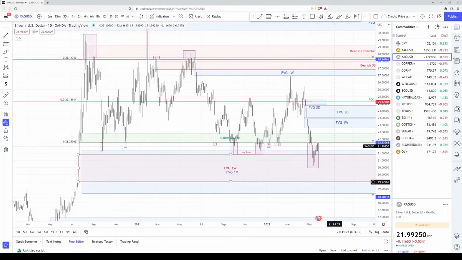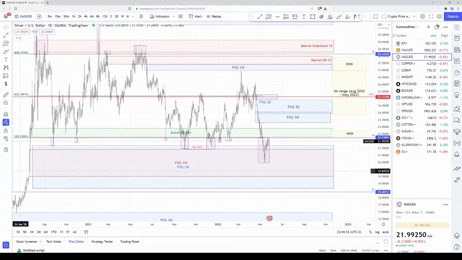One thing that might be a good thing is the weekly fair value gap is also below. It's also a pretty big part after this increase, but it's still a bit better, and it gives a slightly better overview of what happened here.